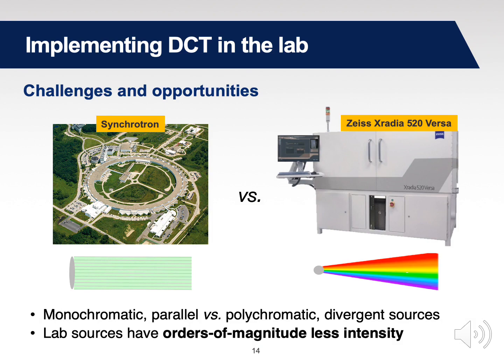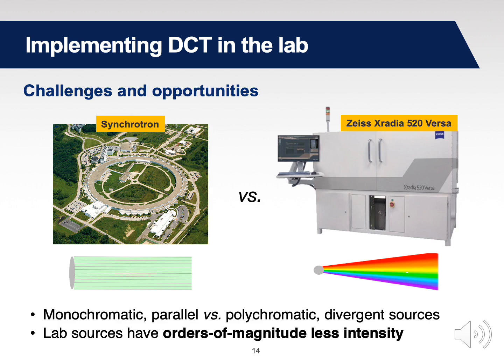Perhaps the biggest stumbling block is that, as you might expect, compared to a synchrotron, a laboratory source, which is what you can see on the right, which is our instrument sitting in MC squared. This is a Zeiss X-Radia 520 Versa microscope, offers many orders of magnitude less intensity, less flux. And another challenge is that it has a polychromatic and divergent beam compared to a monochromatic and parallel source at the synchrotron.